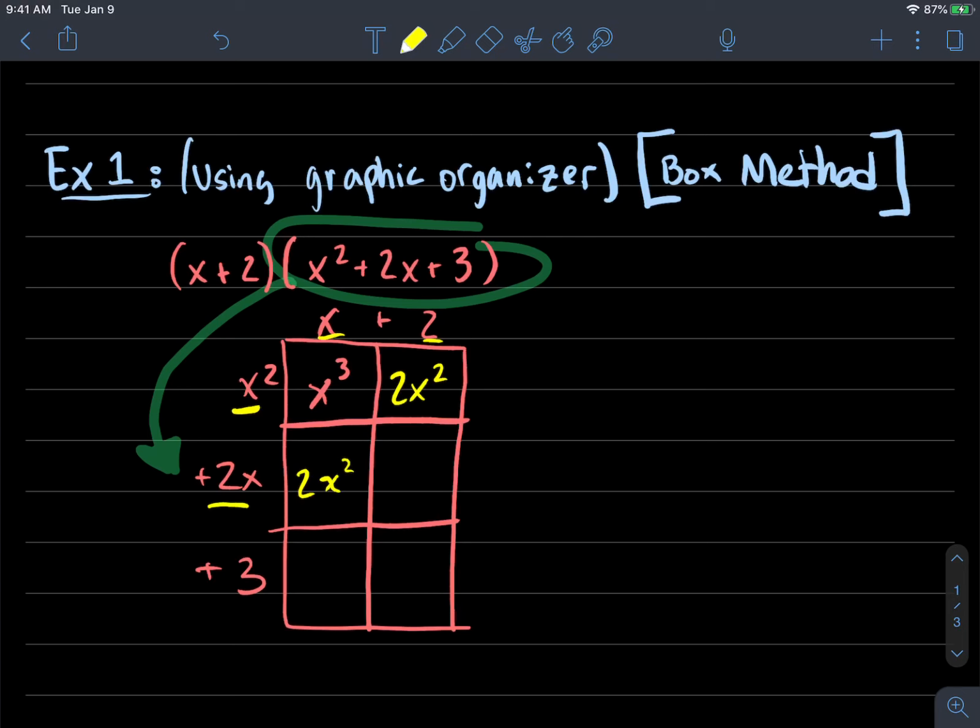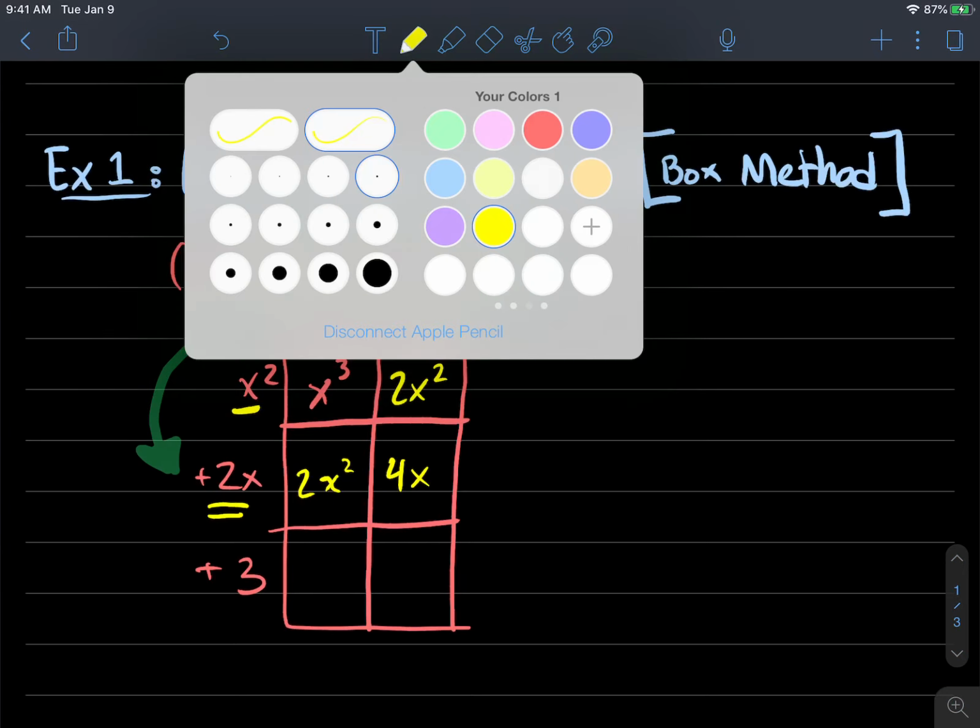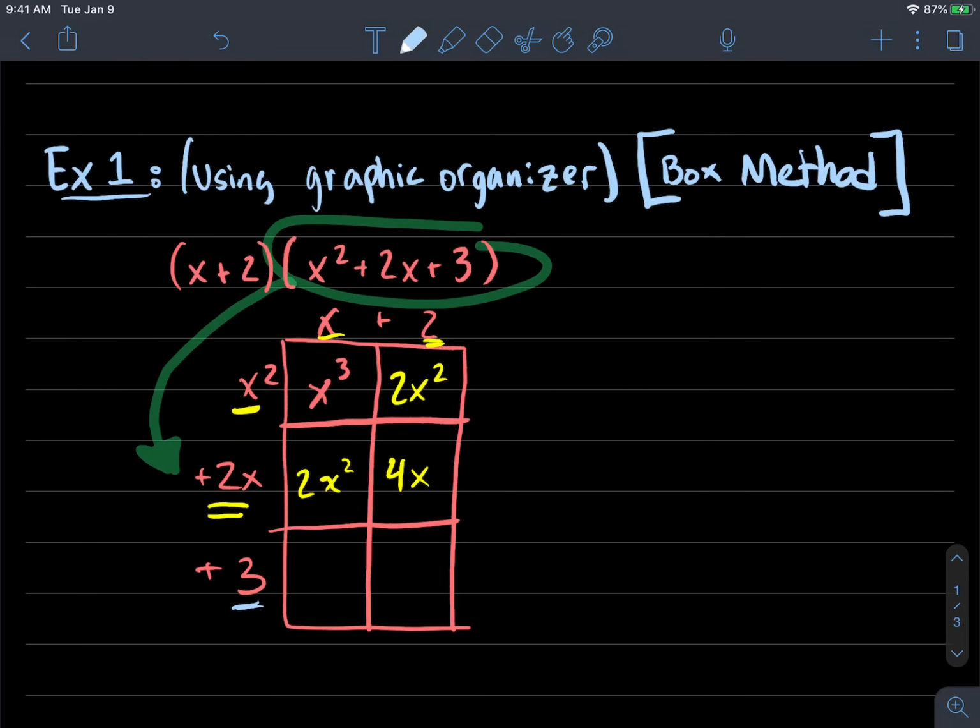Now we're going to repeat our process again. We're going to have 2x times 2. 2 times 2, that's 4, and nothing happens to the x, so we're going to bring the x down there. Next up, we have our 3. 3 times x, we should know, is 3x. And then 3 times 2, let's see, 2, 4, 6, it's 6.